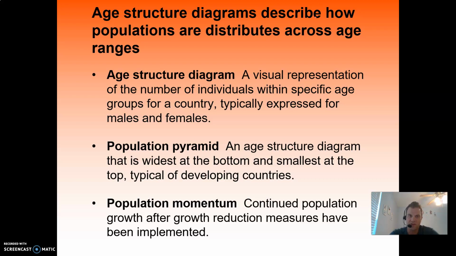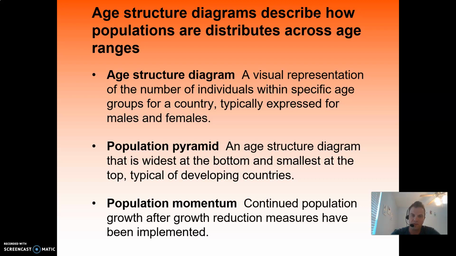So an age structure diagram is a visual representation of the number of individuals within specific age groups for a country, typically expressed for males on one side and females on the other. You group them, I think I talked about this in the last chapter, in terms of 0 to 5 years old, 5 to 10, 10 to 15, 15 to 20, and you put the number of individuals on two sides of a diagram. We'll show it there. This forms what we call a population pyramid.